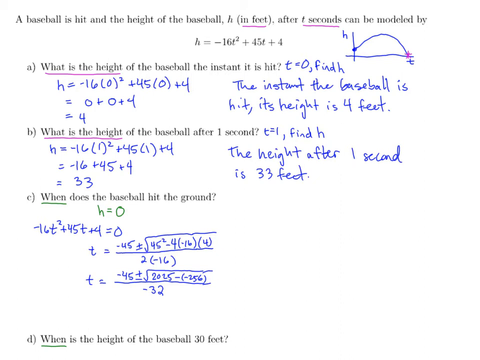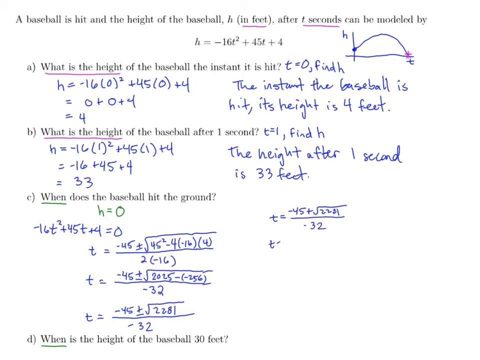Simplifying this one step further, I'll find that t is then equal to, and in that numerator I'm going to have negative 45 plus or minus the square root of 2,281, and that's all over negative 32. At this point, everything is as simplified as it can be, and so I'll use a calculator to approximate each of these proposed solutions. So the first one I have is that t equals negative 45 plus the square root of 2,281 all over negative 32.